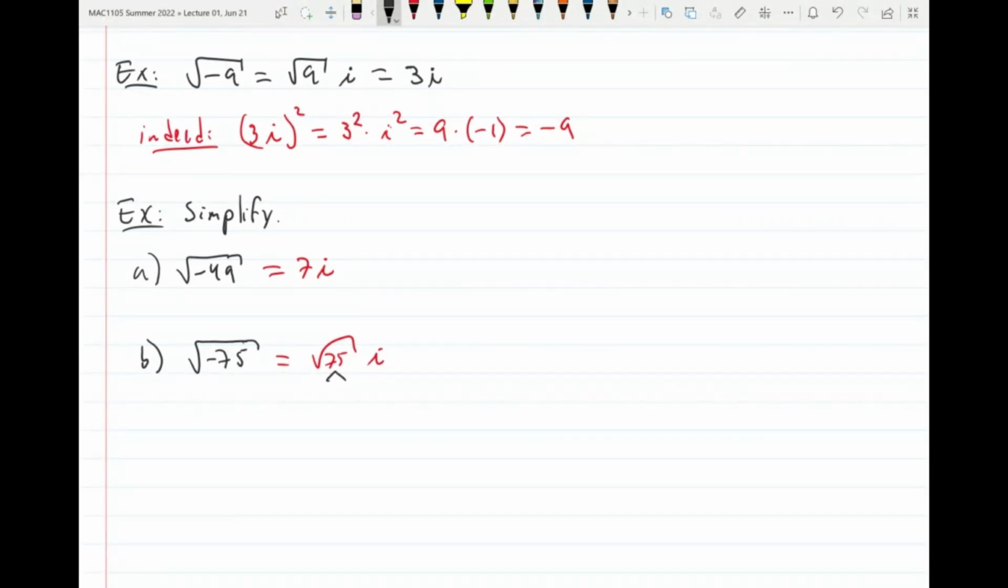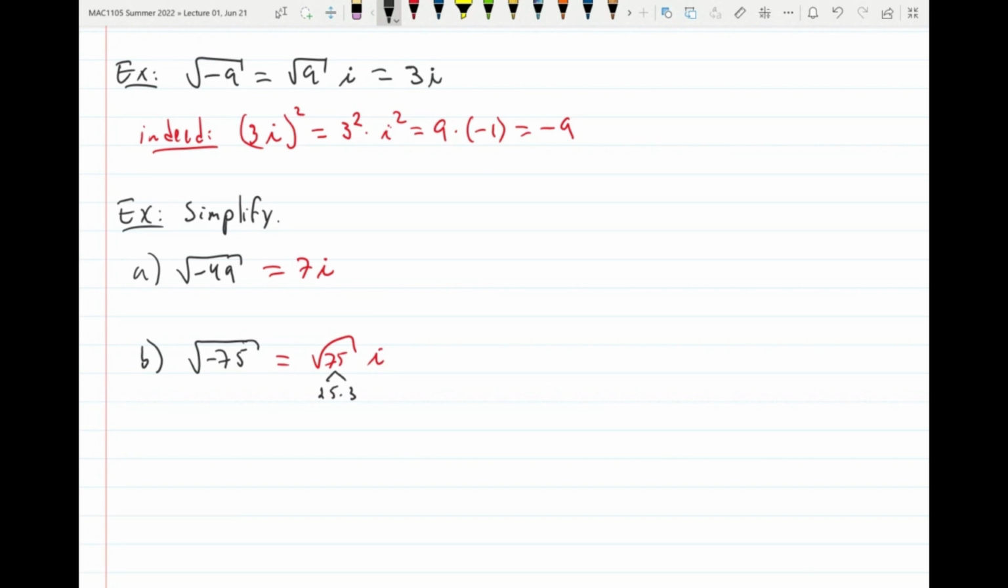So how can you write 75 as a product that contains a perfect square? 75 is equal to 25 times 3. Why like this? In this case, you could also write it as, for example, 15 times 5, right? But that doesn't help, because neither 15 nor 5 are perfect squares. So we want to write it as something that has a perfect square at least. And 25 happens to be a perfect square.